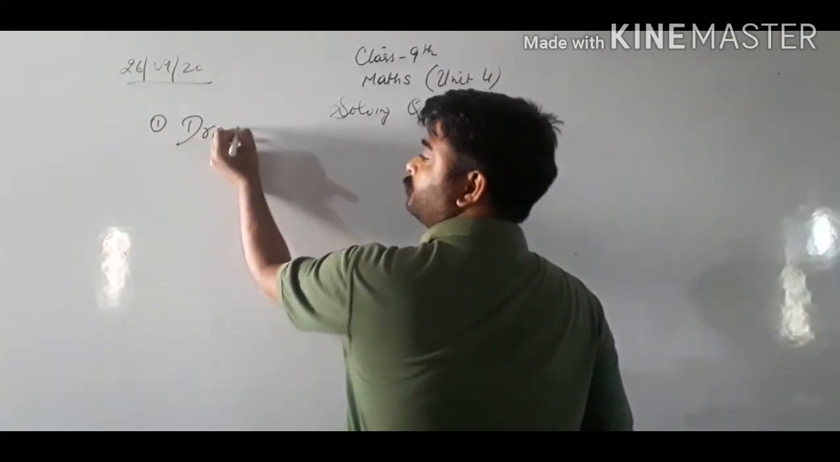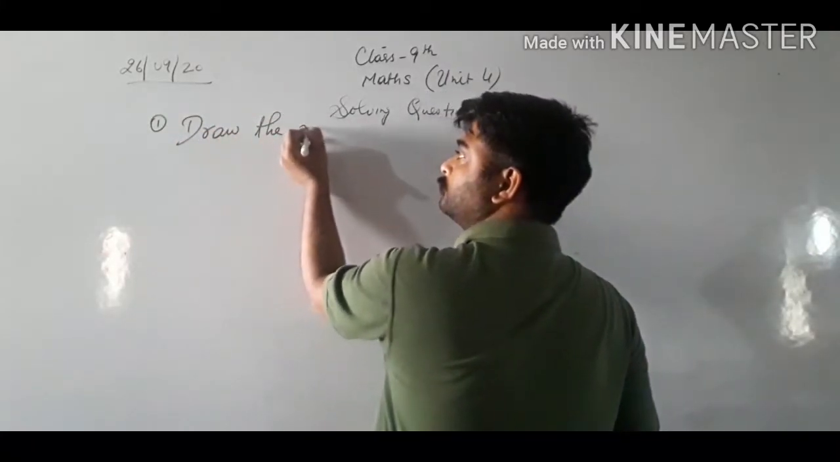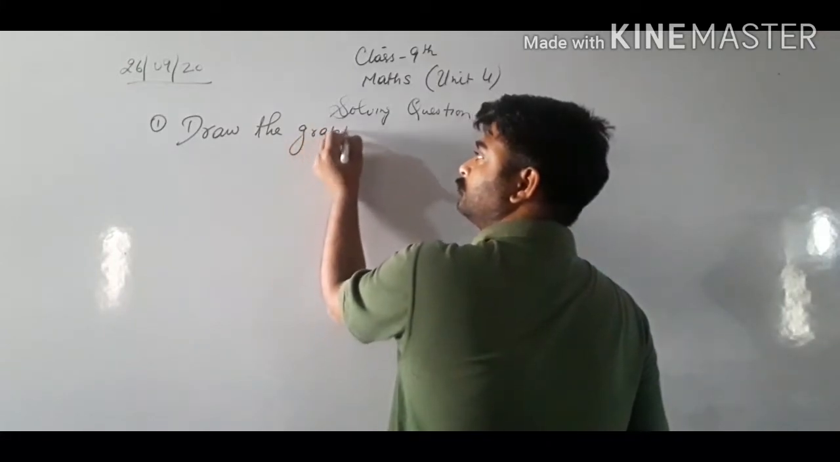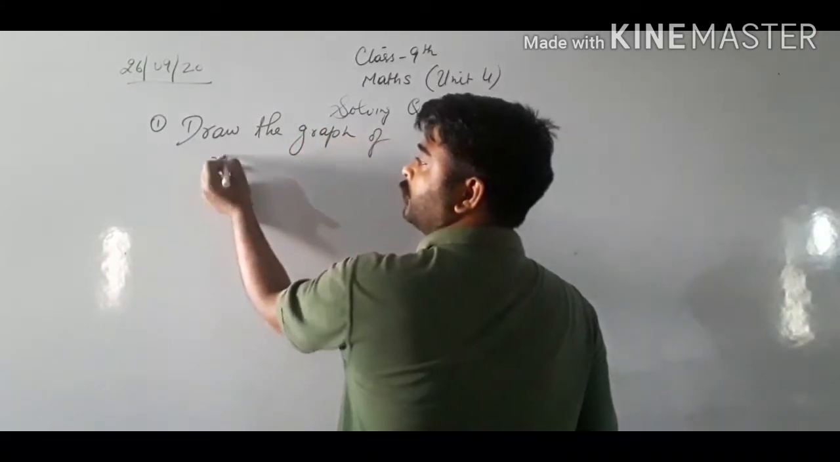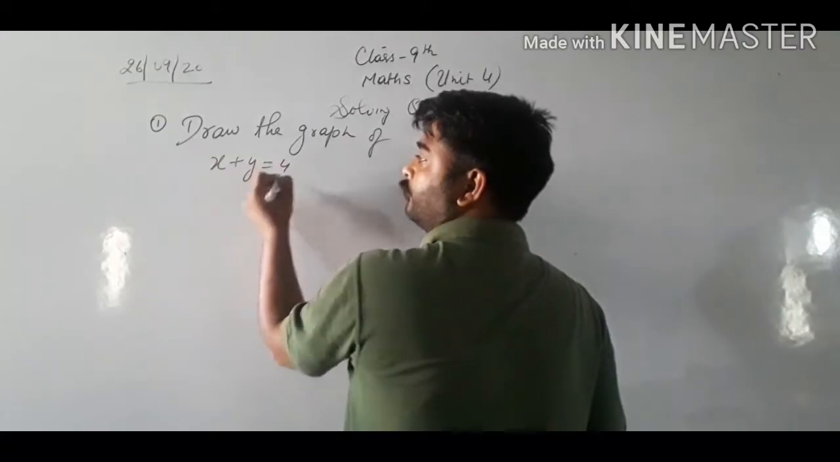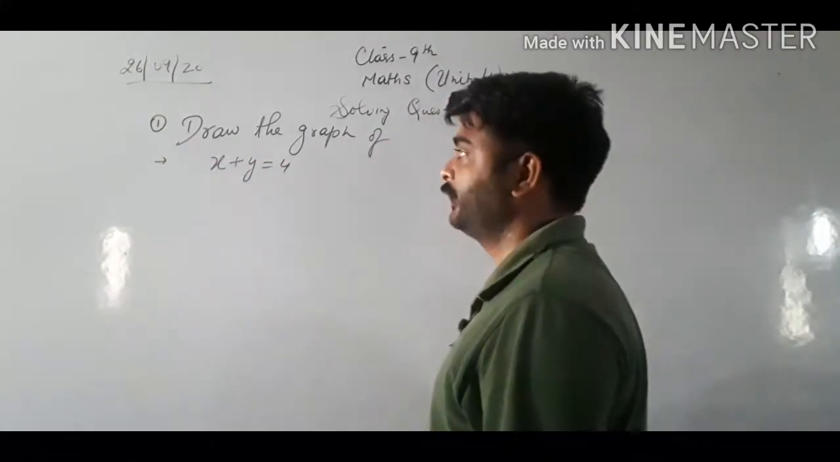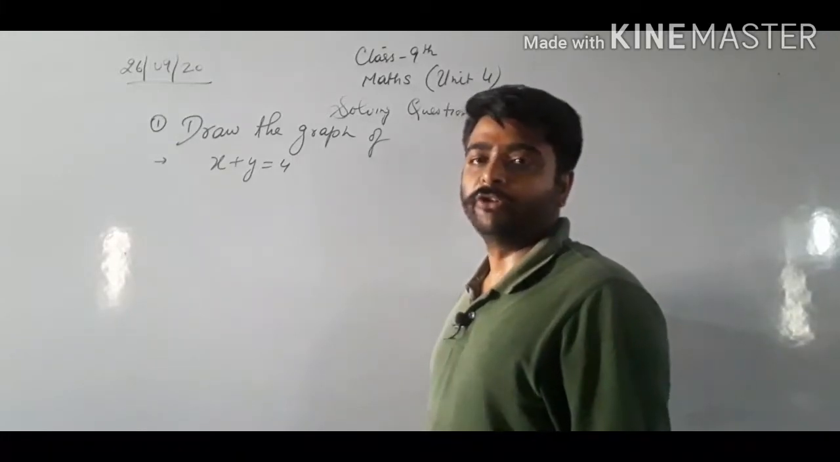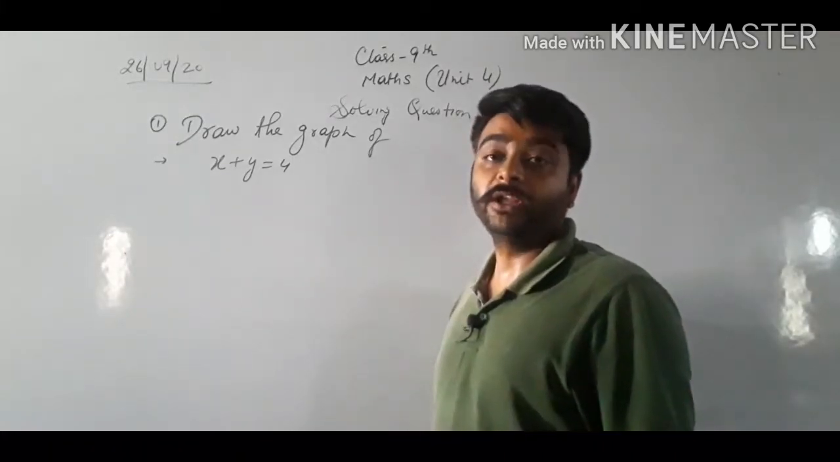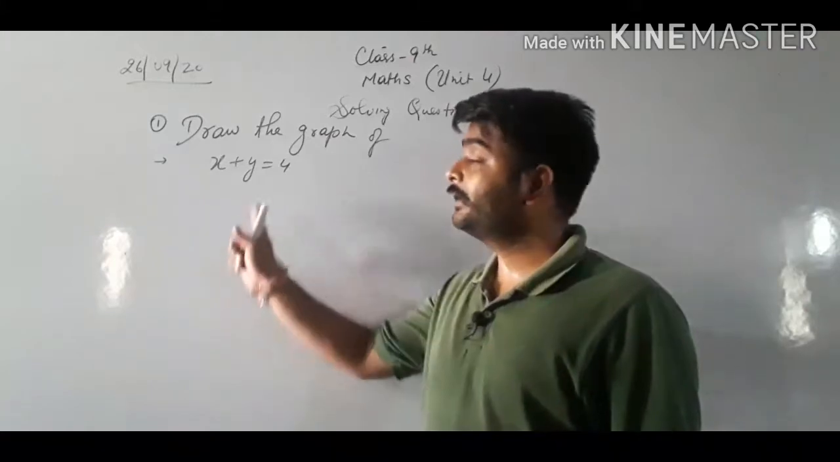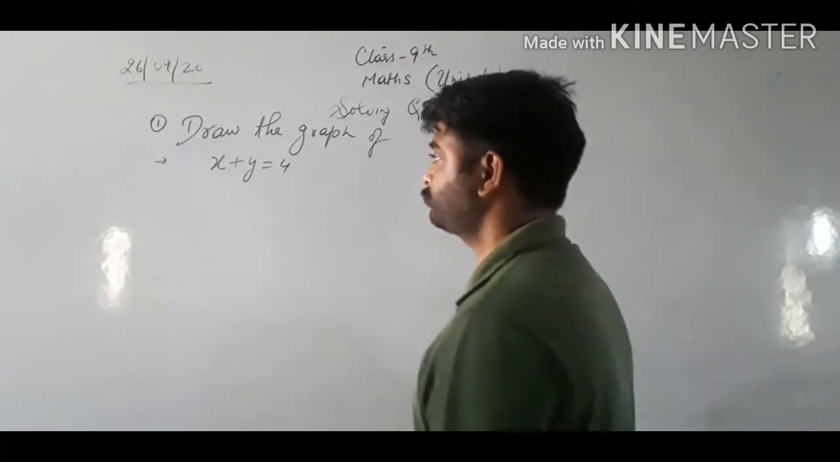draw the graph of x plus y equals 4. This is the equation given to you, class, and from this equation you need to draw a line in a graph. Okay, class.